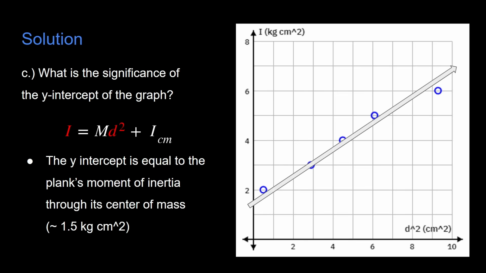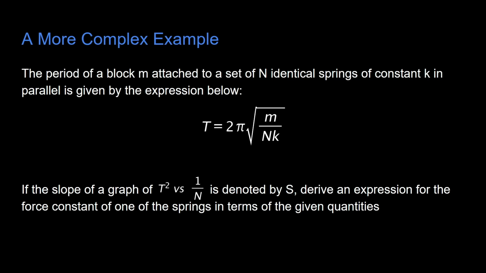And then lastly, we could ask, what's the significance of the y-intercept of this graph? And here, notice that the y-intercept is the thing that's not changing in each trial, so I_CM, and it's just the center of mass moment of inertia. So the y-intercept is just equal to the plank's moment of inertia through its center of mass. And you can see from the graph it roughly crosses at 1.5 kilograms.